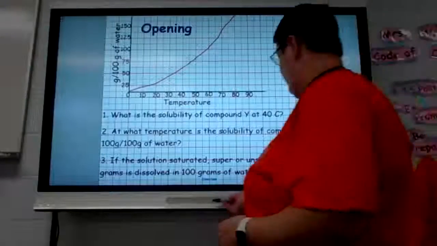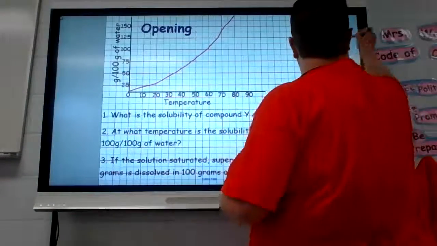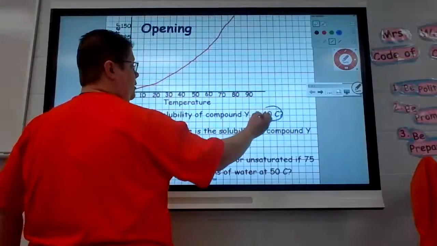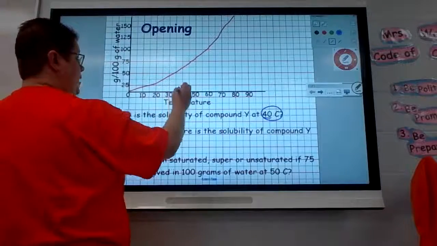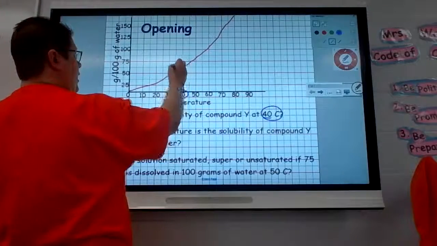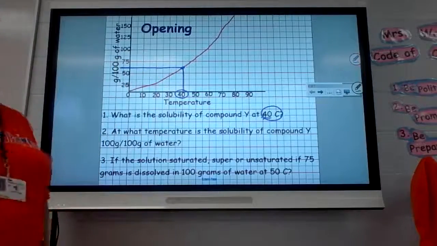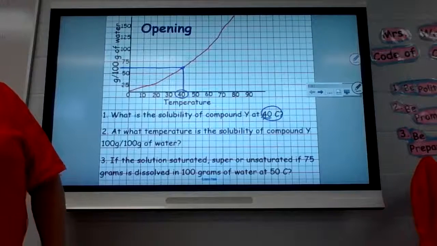What color do I have for this graph? All right. So 40 degrees was the temperature I gave you, right? So read from 40 degrees up to the graph, and then we go over. So I'm like halfway between 50 and 75. So what would you estimate for halfway between 50 and 75?